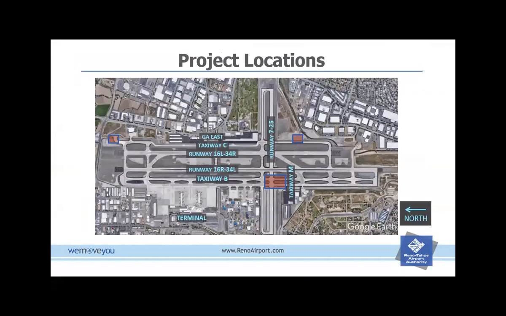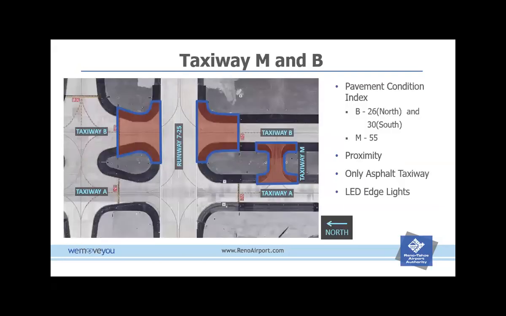So this is the project. The project location's kind of all over the airfield. You can see the two GA run-up areas: one's on the north side of taxiway Charlie here, and one's on the south side of taxiway Charlie there. And then taxiway Mike and Bravo are at the bottom here. Taking a little closer look at taxiway Mike and Bravo, you can see taxiway Bravo isn't the whole entire taxiway.